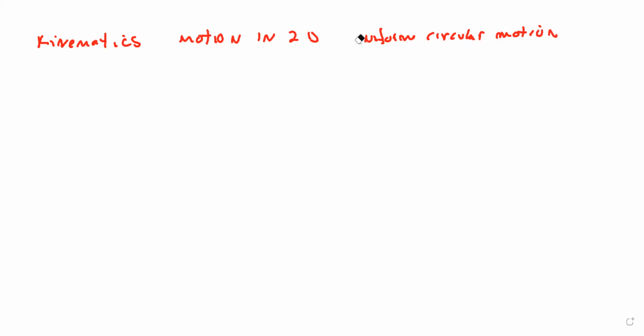Uniform circular motion. Well, what we have here is a particle that's moving on a circle. So here we go. We have our path here, and this is our reference. So we have a particle that's going to move in a circle, like this.